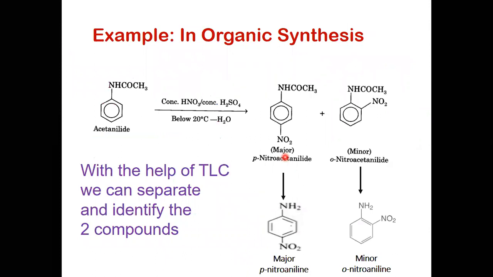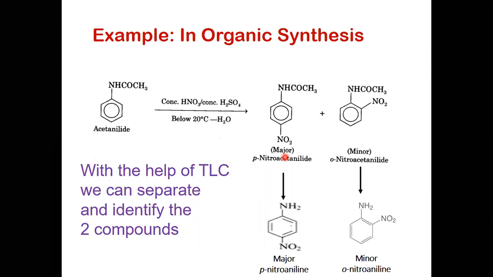For example, in organic synthesis, if we want to prepare p-nitroaniline, the starting compound would be acetanilide. Acetanilide, after nitration and hydrolysis, is converted into nitroaniline. The first step is nitration. The nitration conditions are very low temperature and the use of concentrated acids, a mixture of concentrated nitric acid and concentrated sulfuric acid.